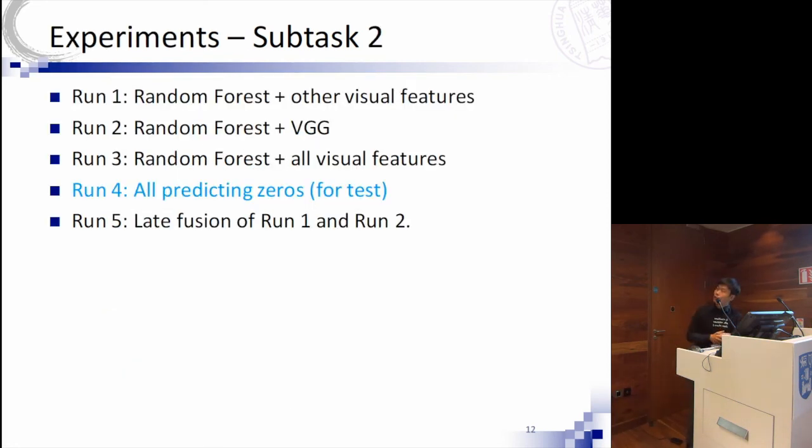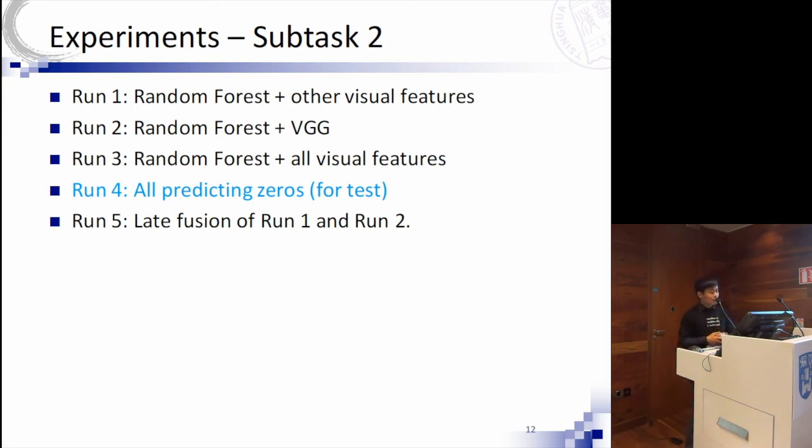So here are the details for the experiments in subtask 2. We also submitted 5 runs for this subtask. As I mentioned before, only the random forest model was adopted for this subtask. Run 1, we use random forest trained with other visual features. And run 2, we trained the model with VGG features. And run 3, we trained the model with all the visual features provided by the organizers.